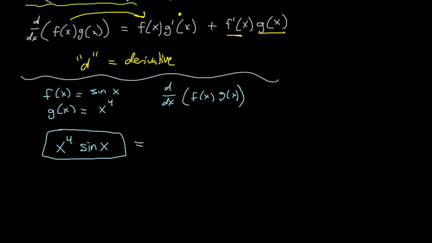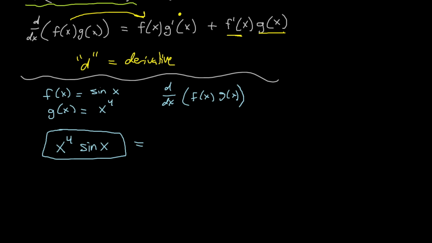And then keep in mind that it actually doesn't matter which order these are in. You could have written sine of x times x to the fourth, or x to the fourth times sine of x. The product rule is going to work the same either way, just as long as you do it correctly. So let's go ahead and apply our product rule.